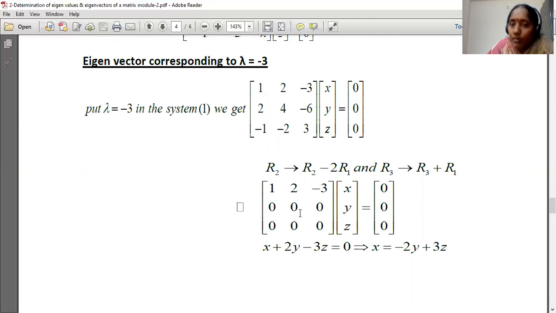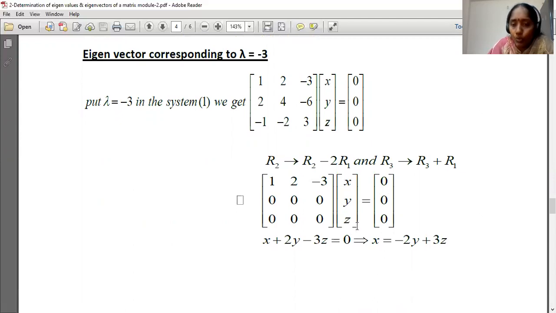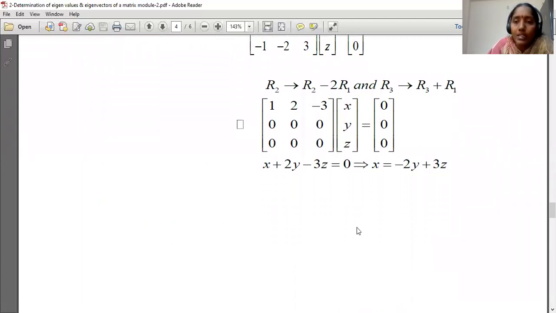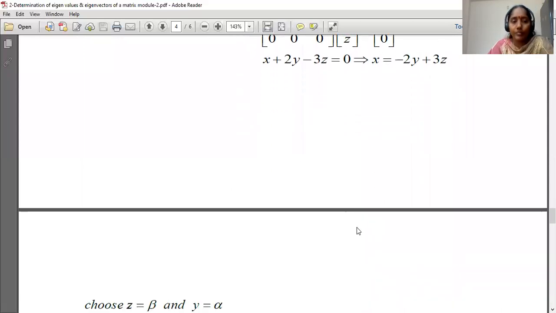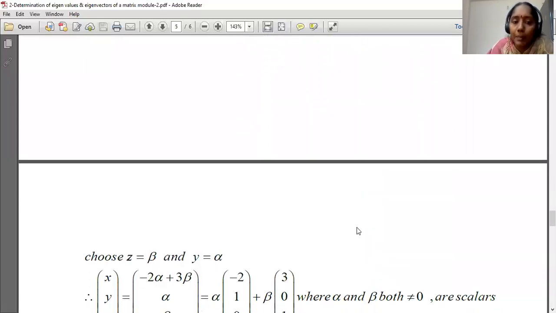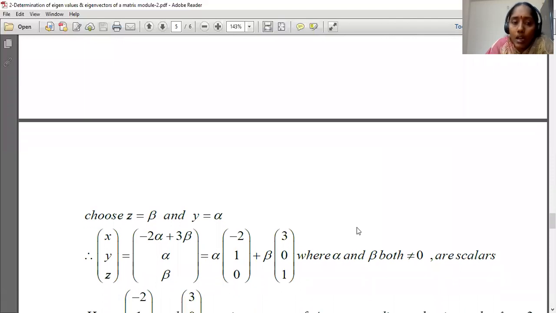Here, what is the rank of this matrix? 1. What is the number of unknowns here? That is 3. So the number of linearly independent solutions is 3 minus r, that is 3 minus 1, which is 2. So we consider 2 of these variables as arbitrary constants k1 and k2. For that, I am considering z as k1, or z as beta, and y as alpha.